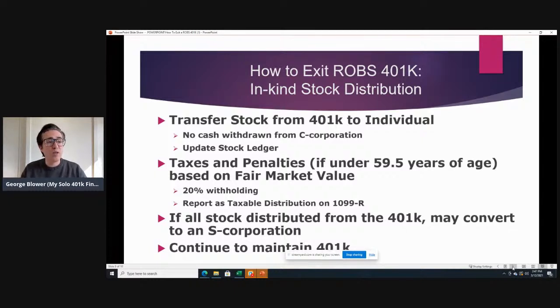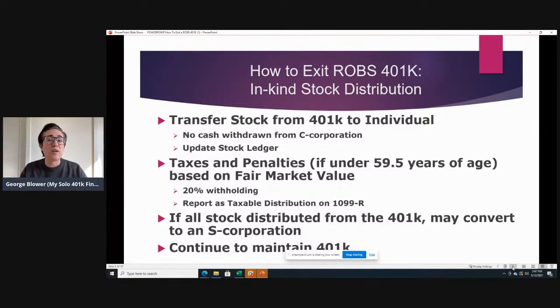So taxes and penalties are based on the fair market value at the time of the in-kind stock distribution. There's going to be a 20% withholding requirement, just like with any taxable distribution. It has to be reported on a 1099-R. The value of that stock would be reported on a 1099-R. And then you'd have to include that in your income for the year of the distribution.